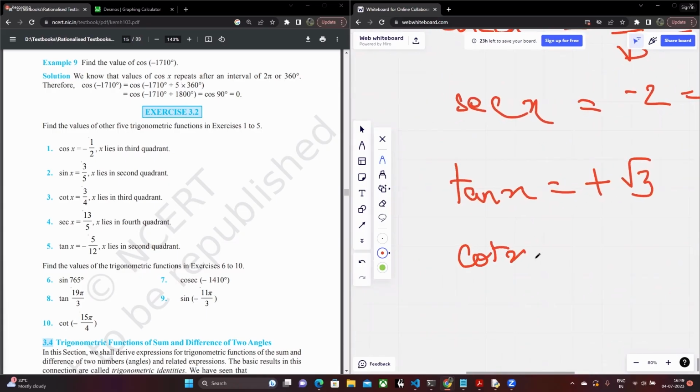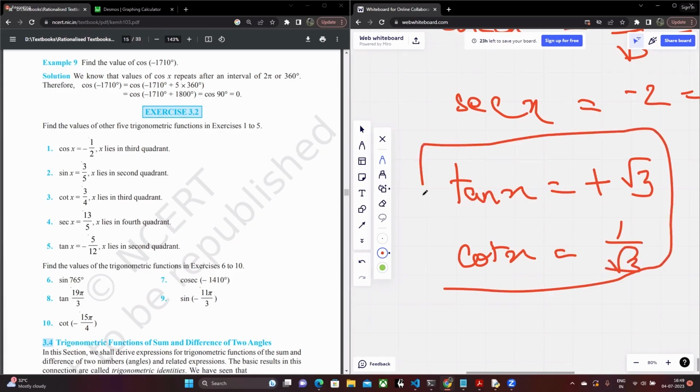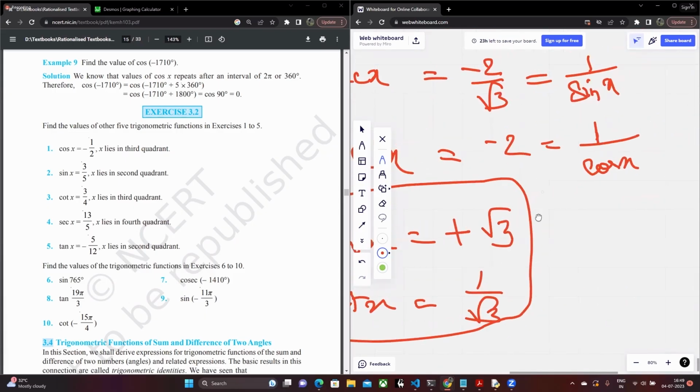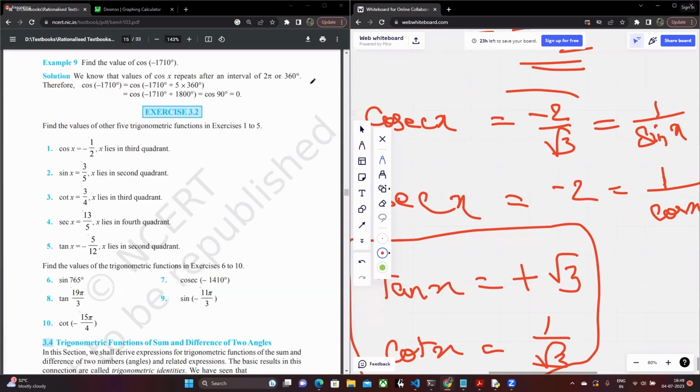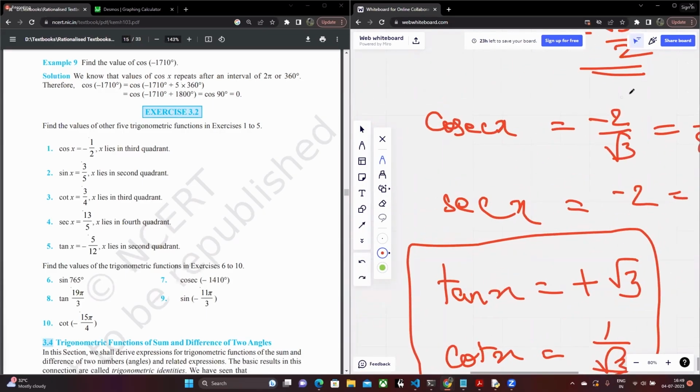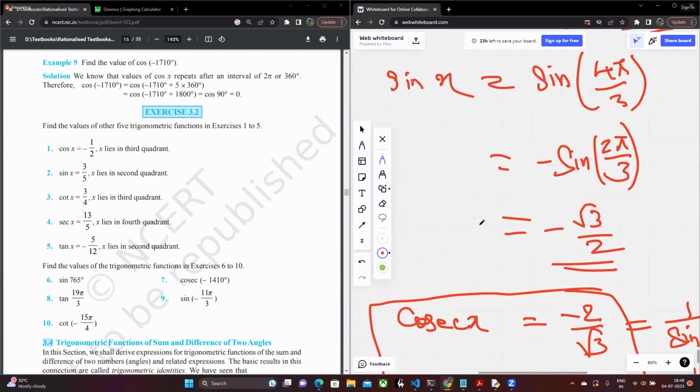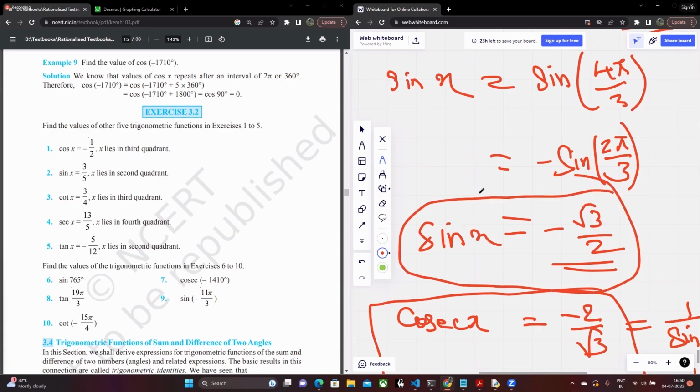And cot x is going to be equal to 1 by root 3. You have cosecant and secant being minus 2 by root 3 and minus 2. I have tan being root 3, you have cot x being 1 by root 3, and you have sin x being equal to minus root 3 by 2. That's it.